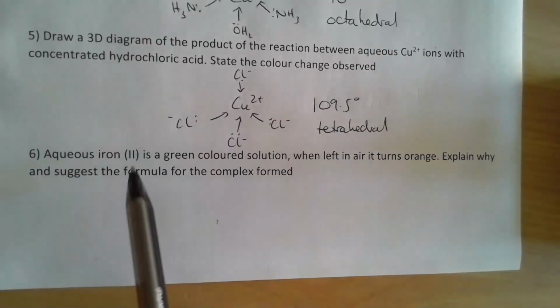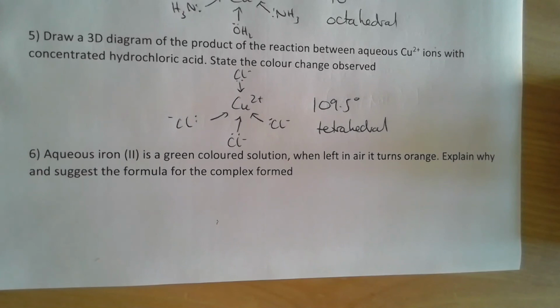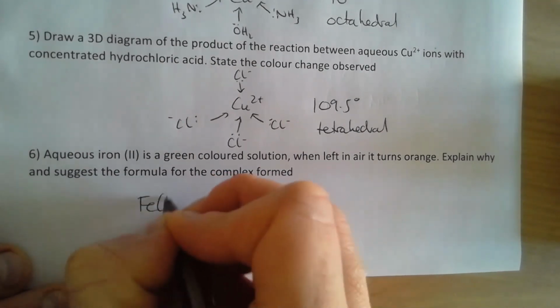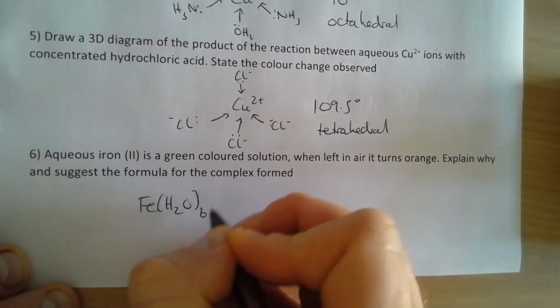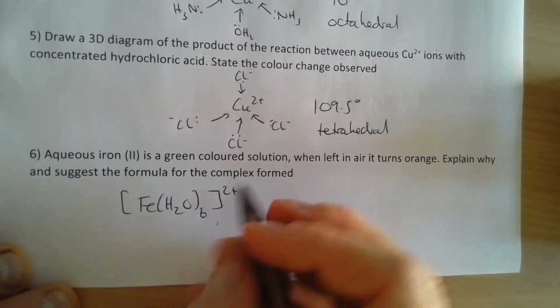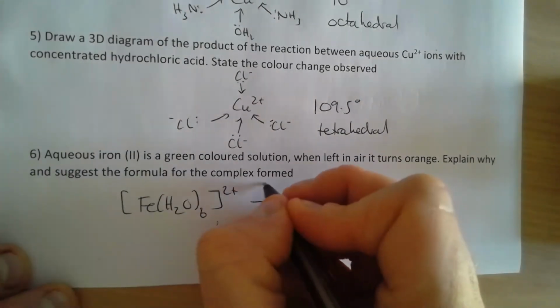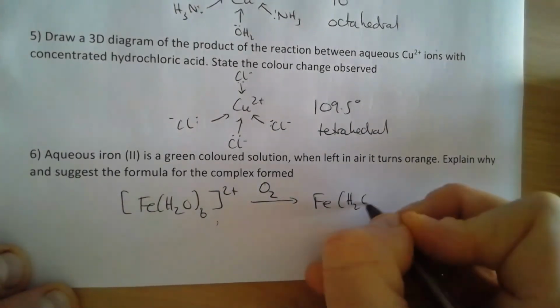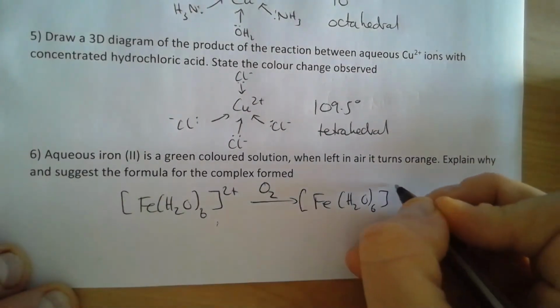And then aqueous iron 2+ is a green coloured solution which, when left in air, turns orange. So we start with the green coloured solution, which is Fe(H2O)6 2+. It's going to be oxidized by the oxygen present in the air. It's Fe(H2O)6 3+.